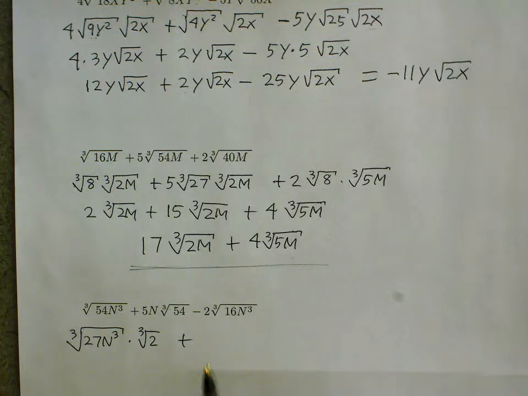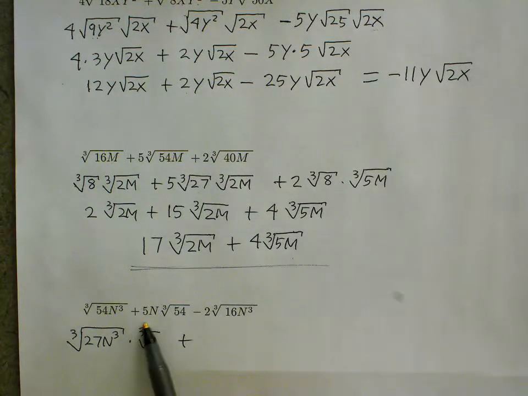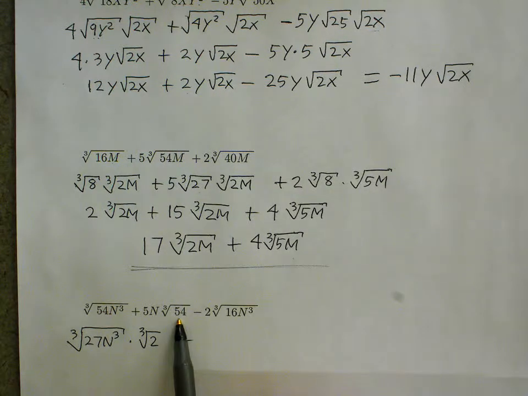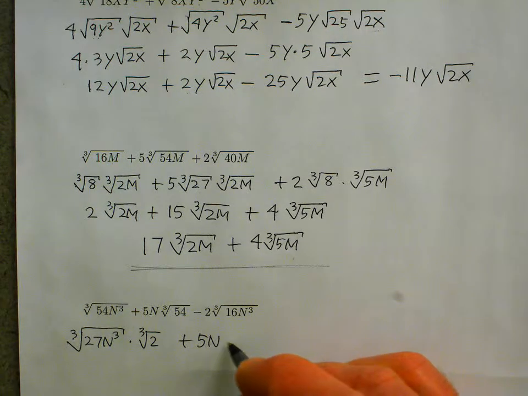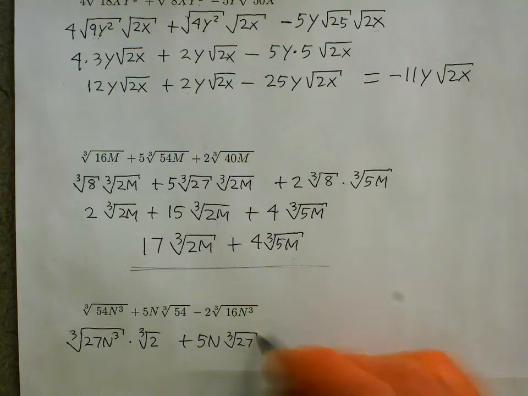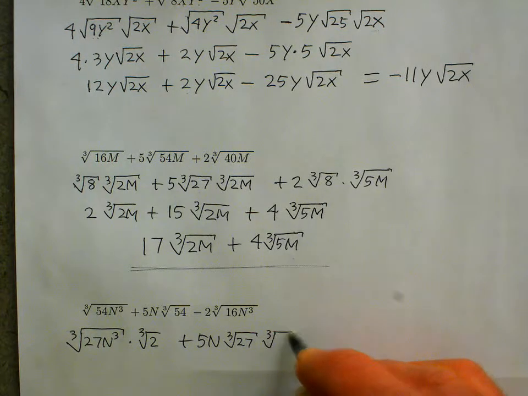Okay, then the next term, plus 5n times the cubed root of 54. So once again, the largest factor of 54 that's a perfect cube is 27. So we will rewrite this as 5 times n times the cubed root of 27 times the cubed root of 2.